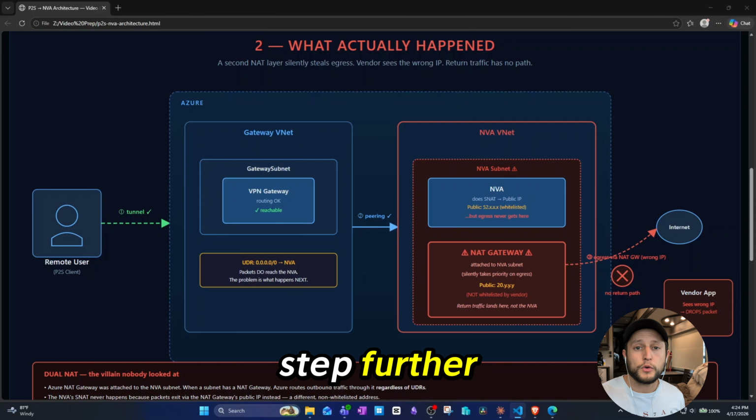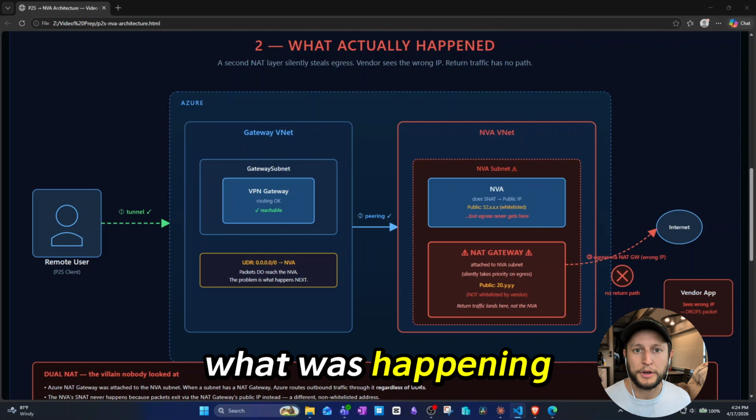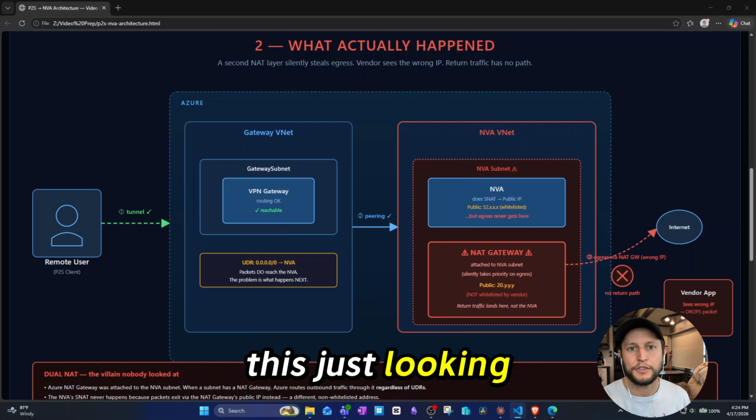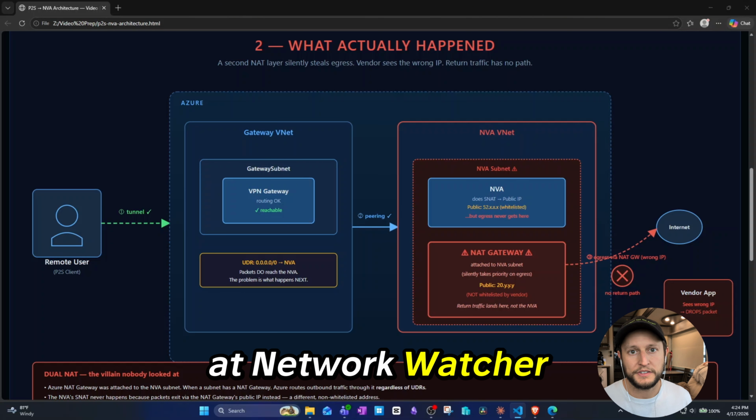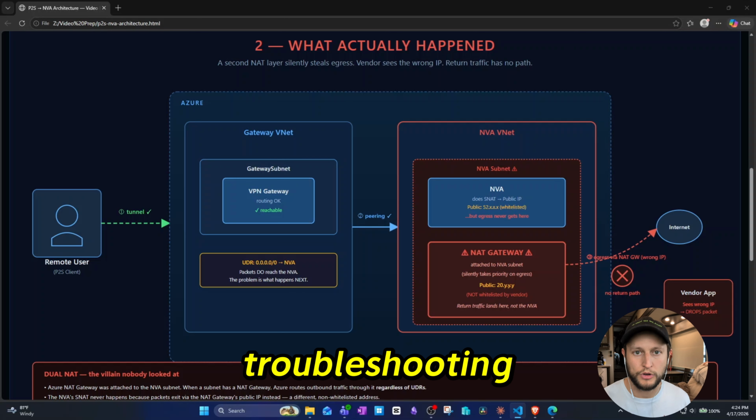We took this a step further. I did a traceroute from the NVA to also confirm that I couldn't even ping out from my NVA appliance directly. So then we were able to actually dig in and see what was happening. You wouldn't be able to find this just looking at the UDRs. You wouldn't be able to find this just looking at Network Watcher inside of Azure. You need to actually get in and do basic network troubleshooting.